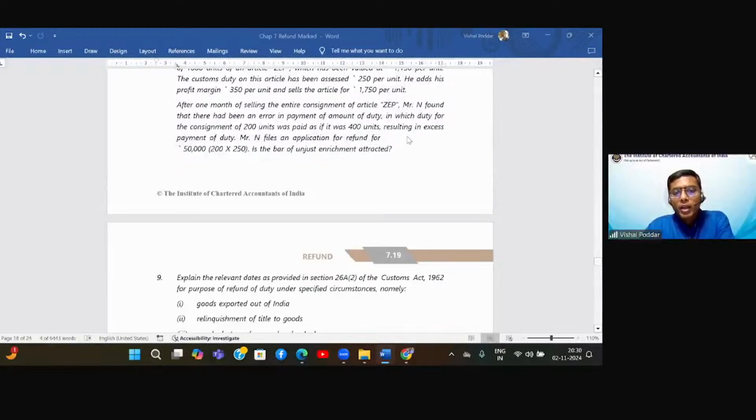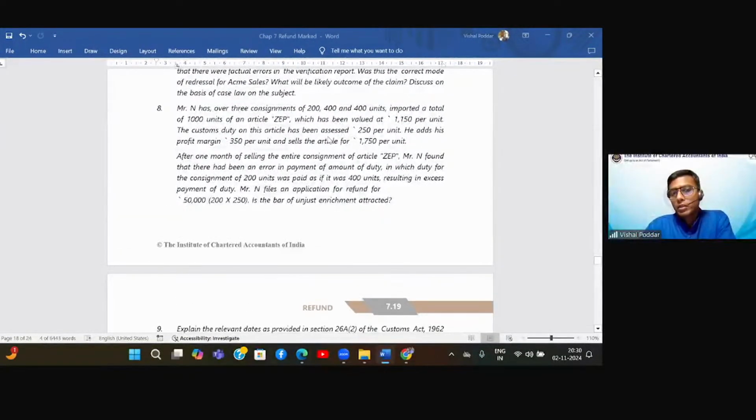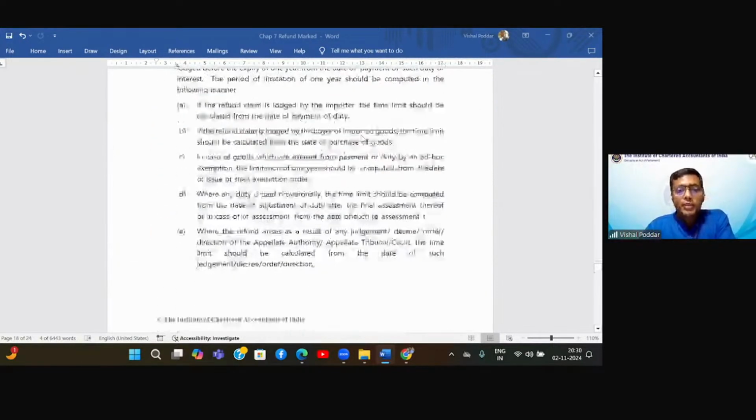Now in this question, they are asking whether unjust enrichment would be applicable. I believe no, because you have added the customs duty, I agree, but you would have added it only 250 per article. But here you have paid 250 twice because you made wrong calculation because you assessed for 400 instead of 200. So I believe here you have not passed on the duty incidence. This is my understanding. Let us check.